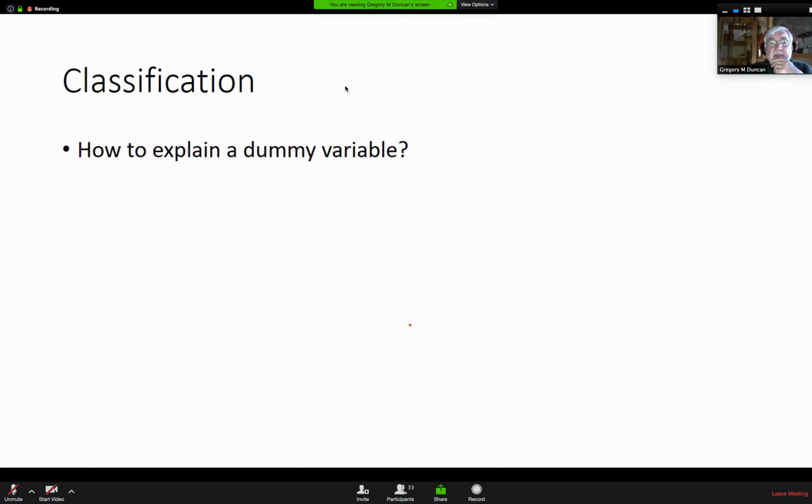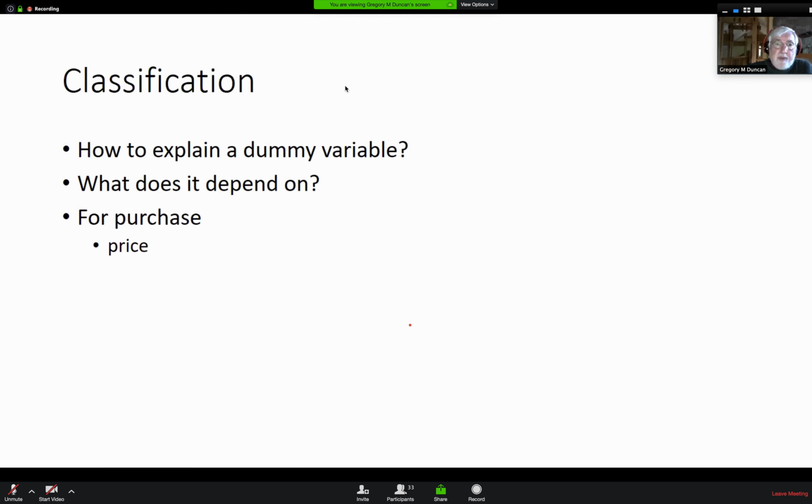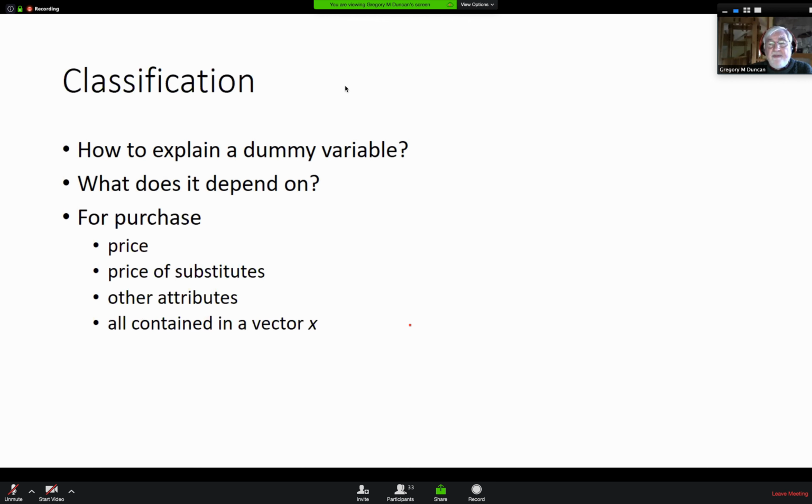How to explain a dummy variable? What does it depend on? For purchase, what does the dummy variable did you purchase depend on? Well, it depends on price, prices of substitutes, other attributes. We'll put those in some vector or list X, and we will allow the probability to depend upon X.